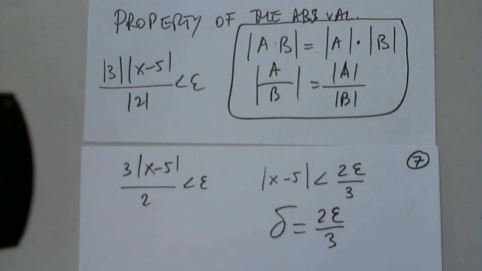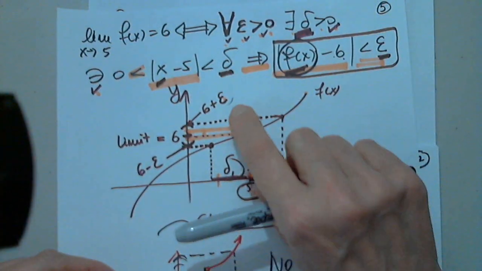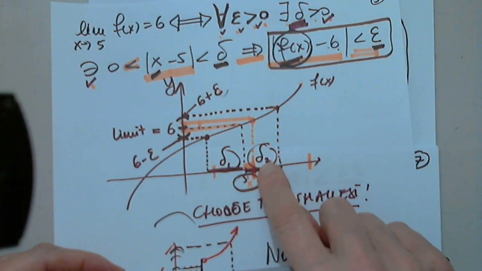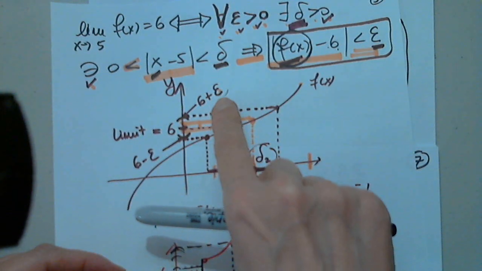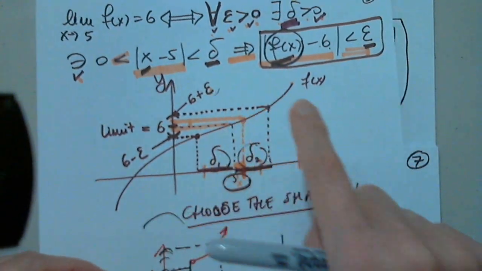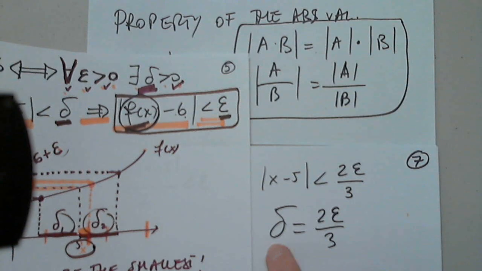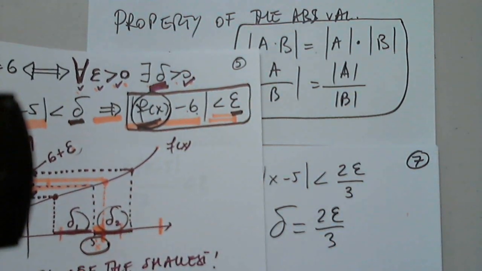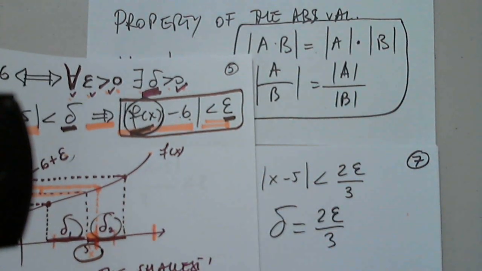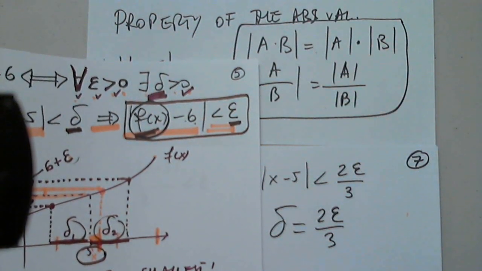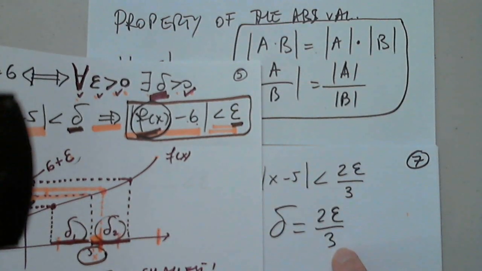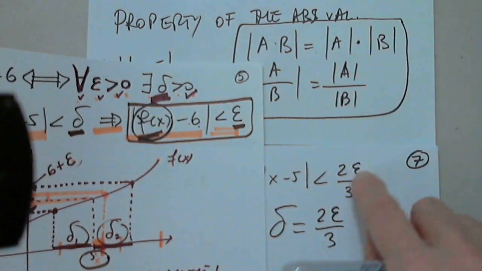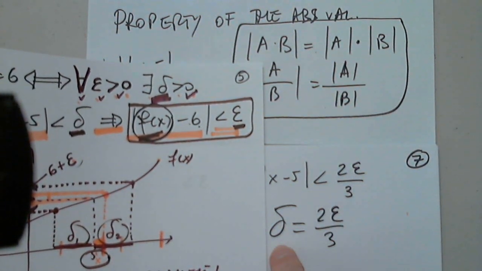Okay, so what did we do? We showed that for any epsilon, we can find the corresponding delta that corresponds to that epsilon. If epsilon is 0.1, then delta would be 2 times 0.1 over 3. If epsilon is 1, then delta will be 2 over 3. If epsilon is 0.9, then delta will be 2 times 0.9 over 3.